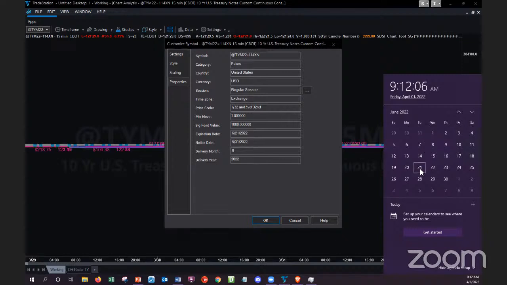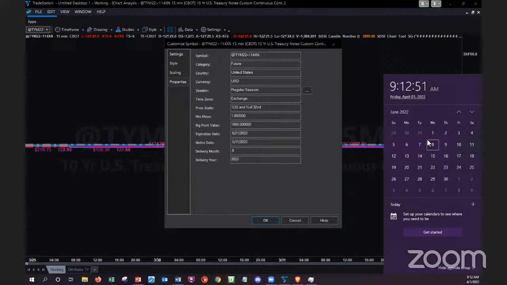Okay, and this rolls on Tuesdays, the third full week of the expiration month. So this is going to roll here on Tuesday, and this contract at 14 days before, and this is not calendar days, this is business days. So it would be 1, 2, 3, 4, 5, 6, 7, 8, 9, 10, 11, 12, 13, 14. So it should roll on Wednesday, the 1st of June.